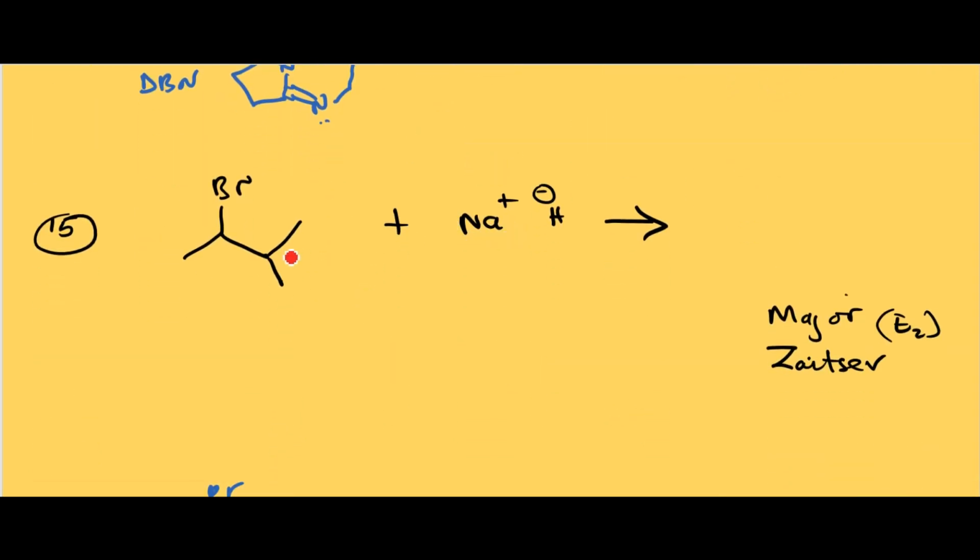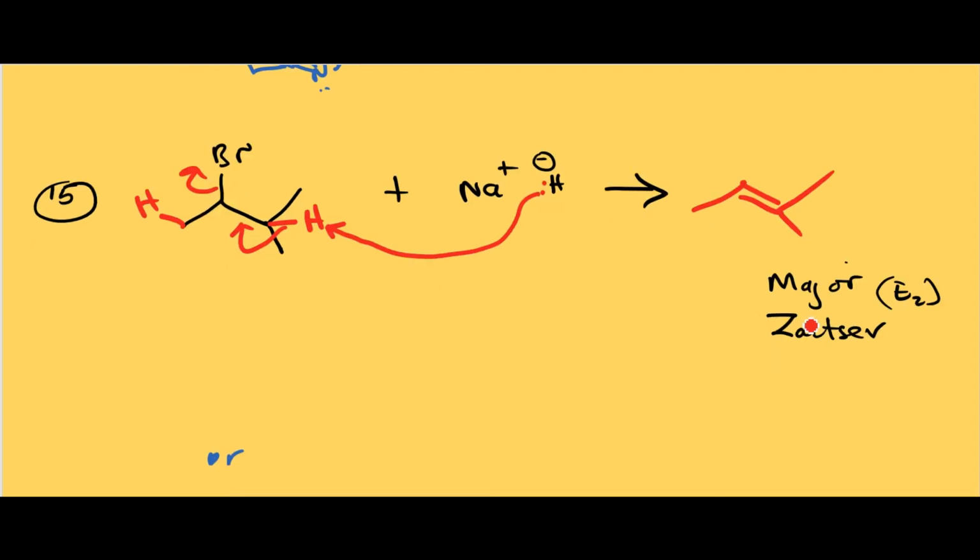Okay, on here, you have a beta hydrogen there, a beta hydrogen there. You want to follow Zaitsev's rule, and you're going E2. So you remove a beta hydrogen that's sitting on the most substituted carbon, which is this carbon. That leaves. So you're going to get a trisubstituted alkene. How will the minor form?